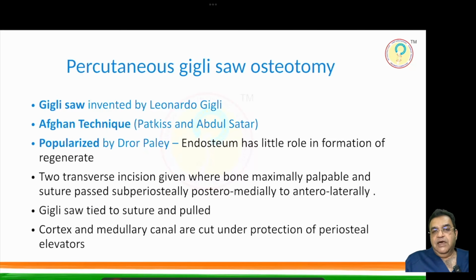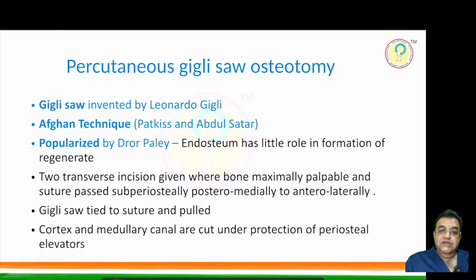Now coming to another method, which is percutaneous Gigli saw osteotomy, which gives a very clean cut. The Gigli saw was invented by Leonardo Gigli. This technique was also known as the Afghan technique; Petkis and Abdul Sattar described it, and it was popularized by Professor Dror Paley, and according to him the endosteum has little role in formation of regenerate. That's why I had put a question mark in my initial slides about the endosteum, because in Gigli saw you totally cut the whole endosteum.